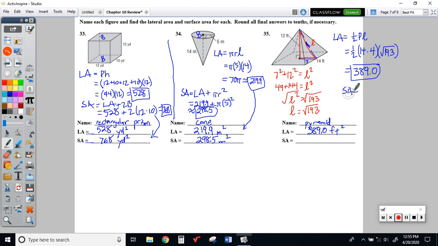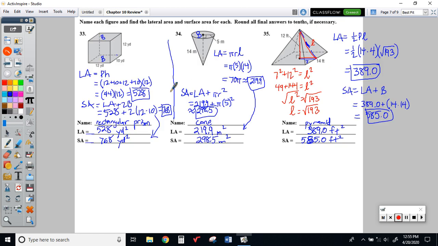And then surface area is going to be that plus the base area. And so that was 389 plus area of the base would be 14 times 14. You've got a square base, which is just a special type of rectangle, so just base times height. And so we're looking at approximately 585.0 for that answer. Sorry for the messiness there. 585.0 feet squared.